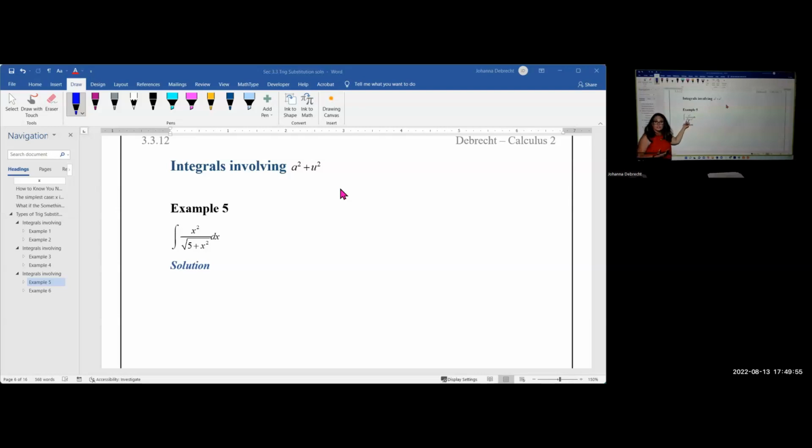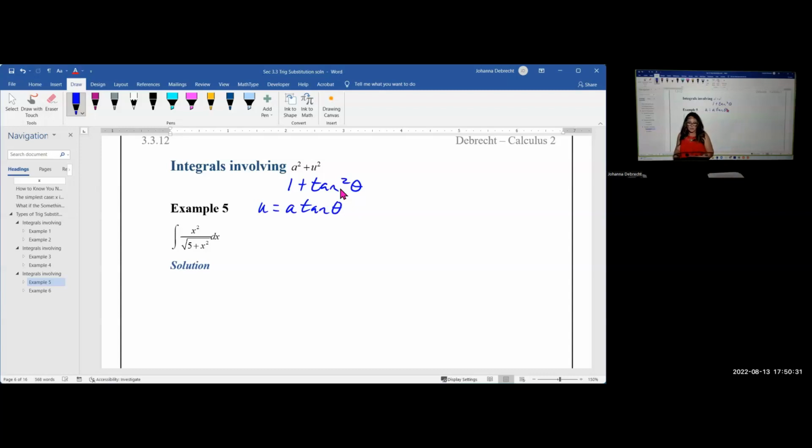Well, I've got a 5, which is a constant, which I can always think of as the square root of 5 quantity squared, plus a variable thing squared. So I chose something relatively simple for our first example. So when we see this constant plus variable thing squared, we tend to think in terms of 1 plus tangent squared. So when we do 1 plus tangent squared, we're going to make a substitution of u equal to a tangent of theta.